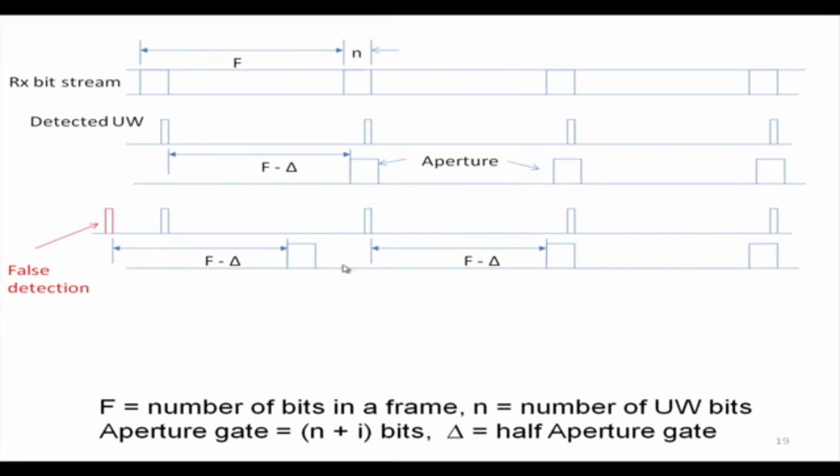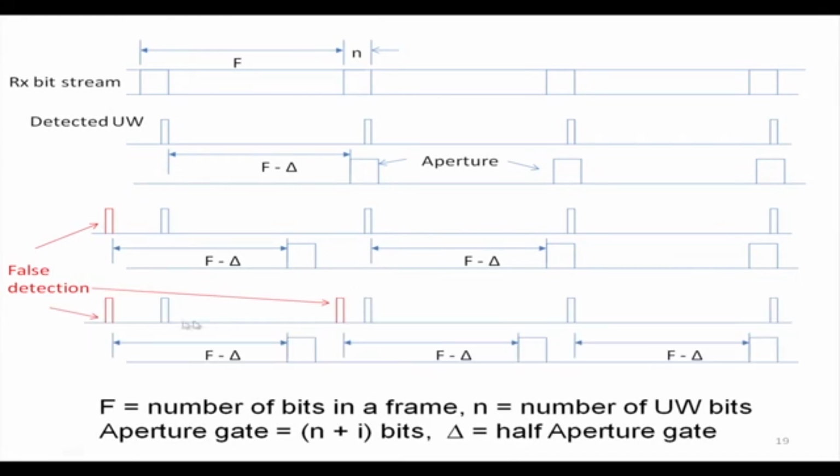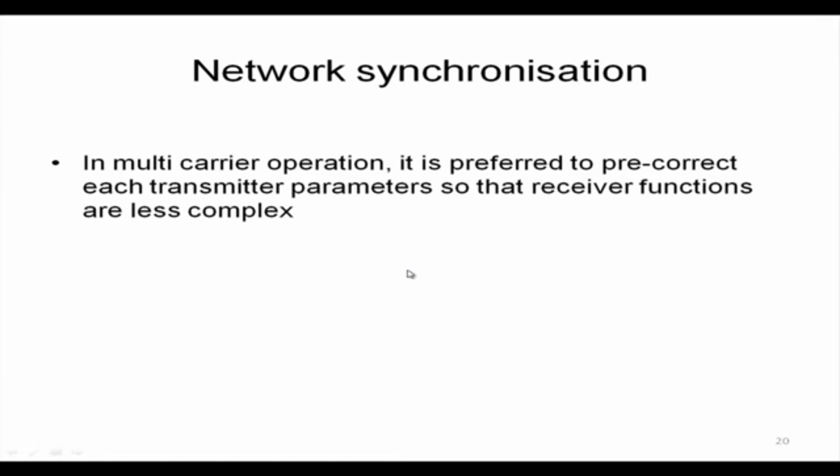Now, if you get another false detection, let us say the second false detection occurs when you have opened the aperture again, you will open a wrong window, and again you do not get a unique word. So you open the aperture again, look for the correct unique word, and get it. Then you open the aperture at F minus delta, and you get that. So this is how the aperture technique works pictorially.